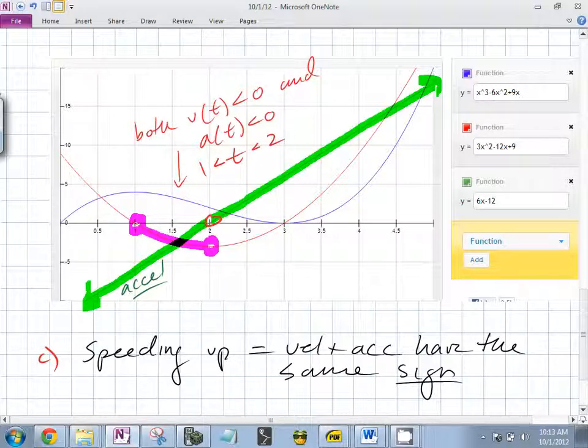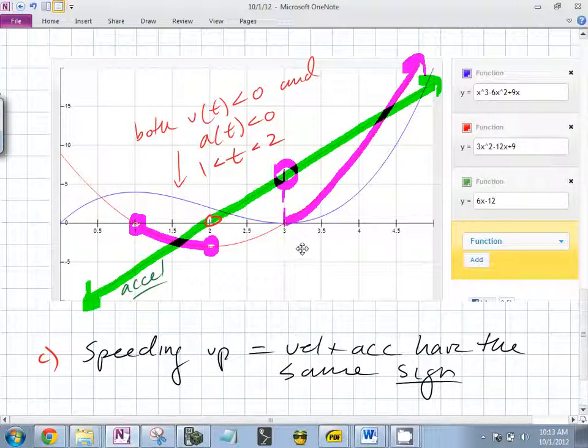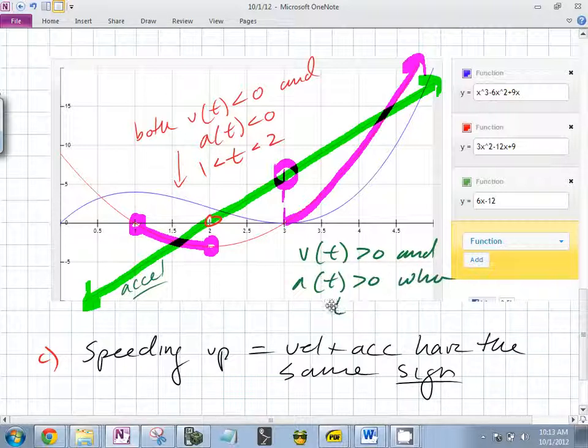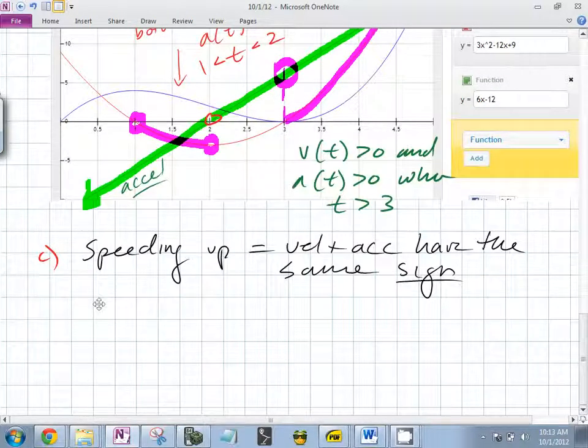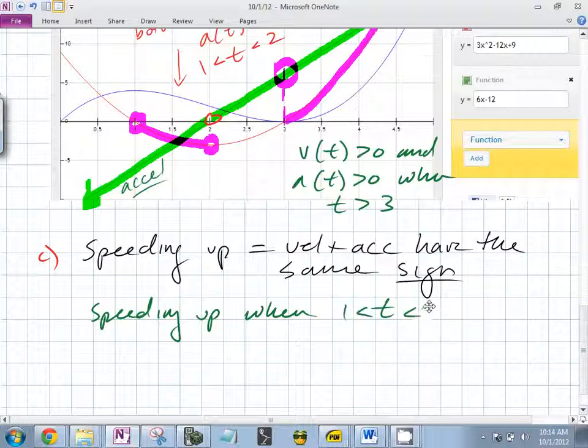Now they're both negative. Where are they both positive? Where does it look like they're both positive? V of t is greater than 0 and a of t is greater than 0 when what? T is greater than 3. So to answer this question, where is it speeding up? Speeding up when t is between 1 and 2 and when t is greater than what?